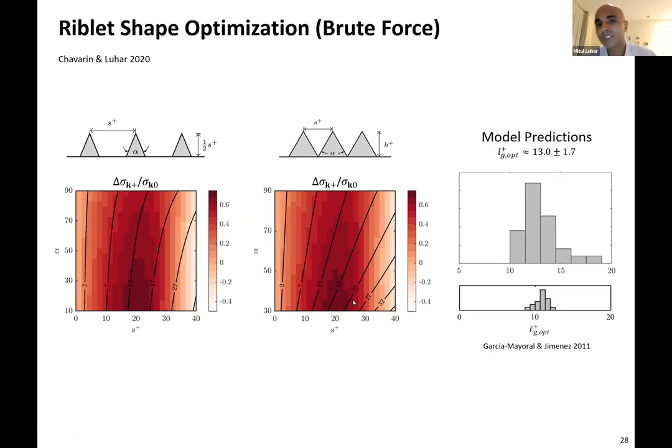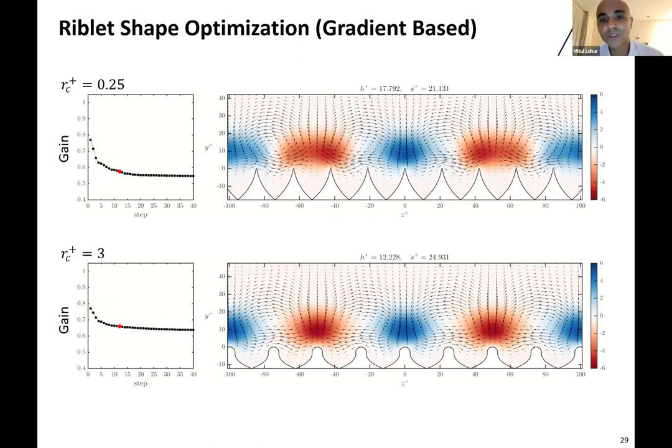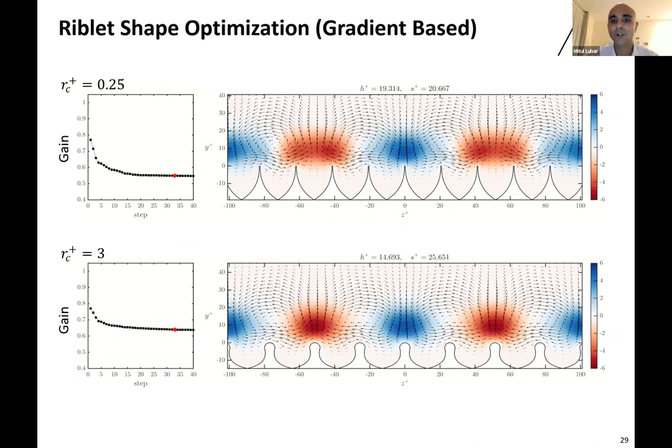And we can do this over a range of different geometries, triangles, trapezoids, blades, etc. And what we see is that the model predictions for the optimal riblet size, now expressed in terms of that LG length scale, the groove area length scale, matches pretty closely with the data compiled by Garcia, Mayoral, and Jimenez. But perhaps what's even more interesting, or perhaps a better way to proceed in terms of optimization, is to actually do it formally. Right? So we can parameterize riblet geometry using splines or Bezier curves, and then we can optimize those parameters to minimize the gain for the near wall resolvent mode.